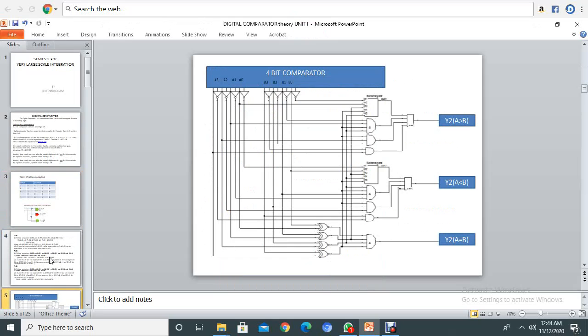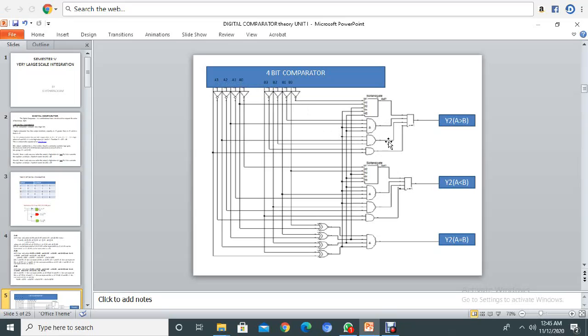Next, this is the circuit for 4 bit comparator. So comparator is used to compare two datas. Here we are comparing two 4 bits data. A is one of the data, B is another data. So A3 to A0 is the data A. B3 to B0 is the data B.